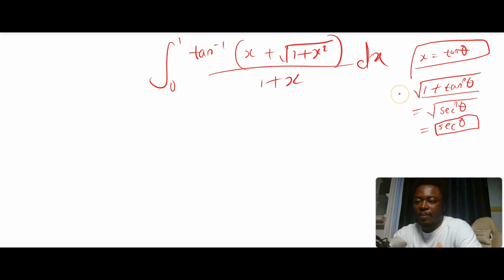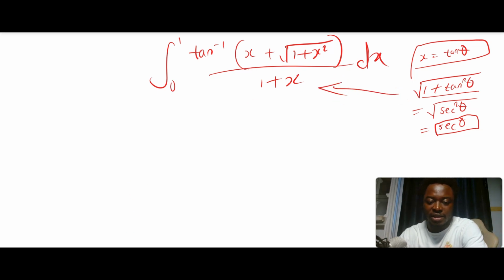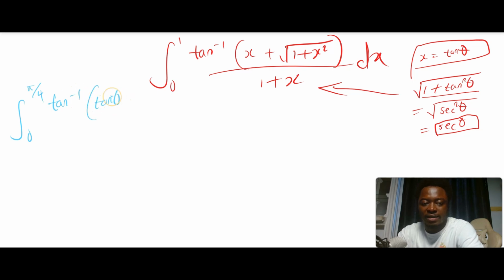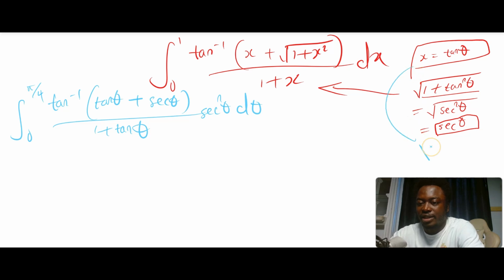Then if we apply this substitution here, you end up having to deal with the integral from 0 to pi over 4, point being that when x is 1, theta will be pi over 4, of tan inverse of tan of theta plus secant of theta, all divided by 1 plus tan of theta, then secant squared theta d theta, because dx in our case here would be secant squared theta d theta.